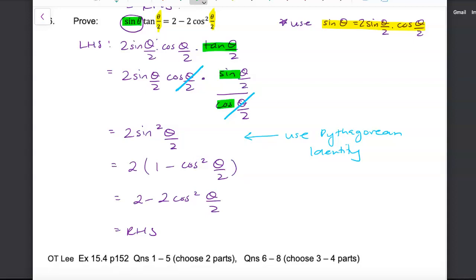And I've used the Pythagorean identity just because I noticed on the right-hand side that I'm dealing with cos squared. So the best way to get rid of sine squared is to use the Pythagorean identity here as 1 minus cos squared theta on 2, and expanded that bracket to equal our right-hand side.